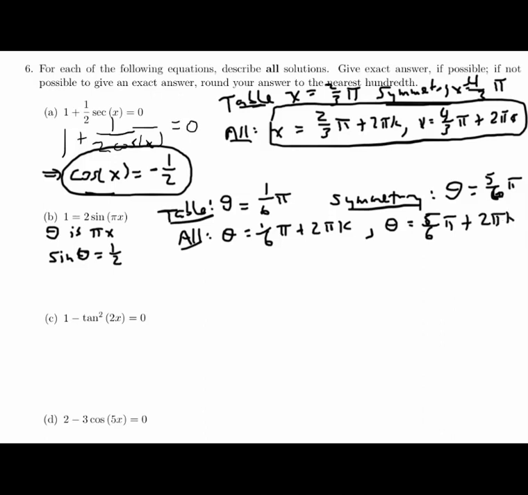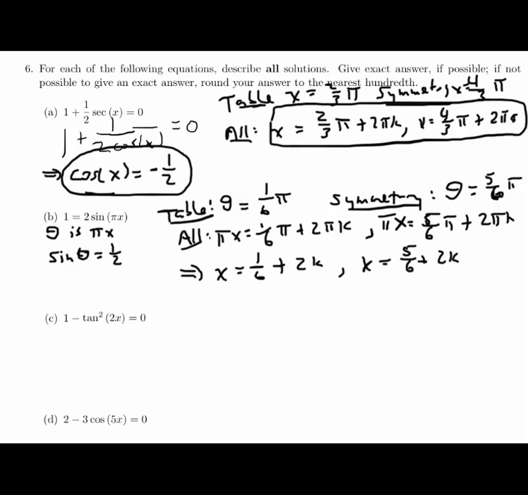But of course theta is not really the variable in the problem. The variable is x. Theta was just standing in for pi times x. So I can go back and change the theta to pi x. And now to solve for x, I just have to divide everything by pi. So my final solution here will be that x is 1/6 plus 2k, or x will be 5/6 plus 2k.